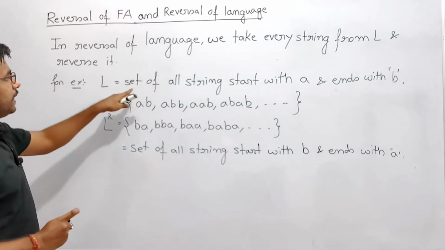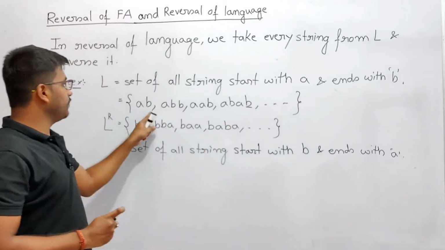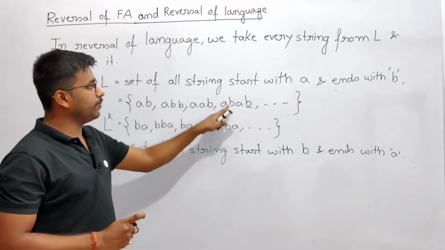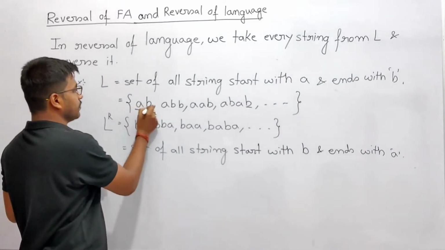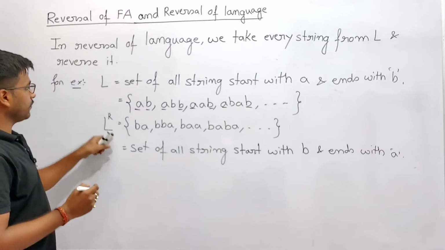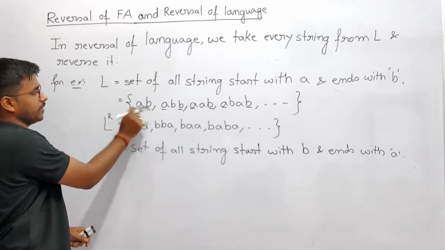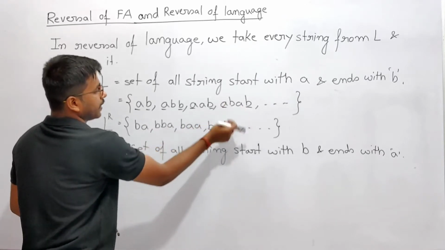So for example, L equal to set of all strings that start with A and end with B. So it is AB, like A, B, B, A, B, A, B, A, B. See, every string starts with A and ends with B. So now reversal of that. Take every string and reverse it: BA, BBA, BA, BA, BA, BA, BA.